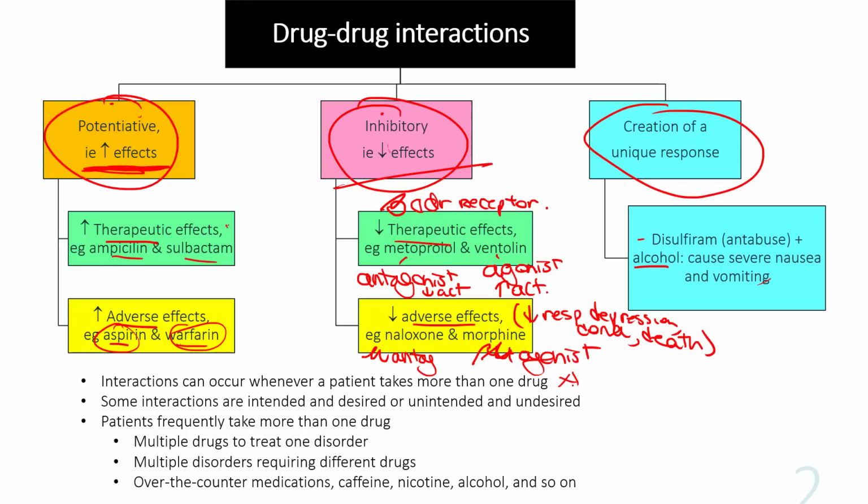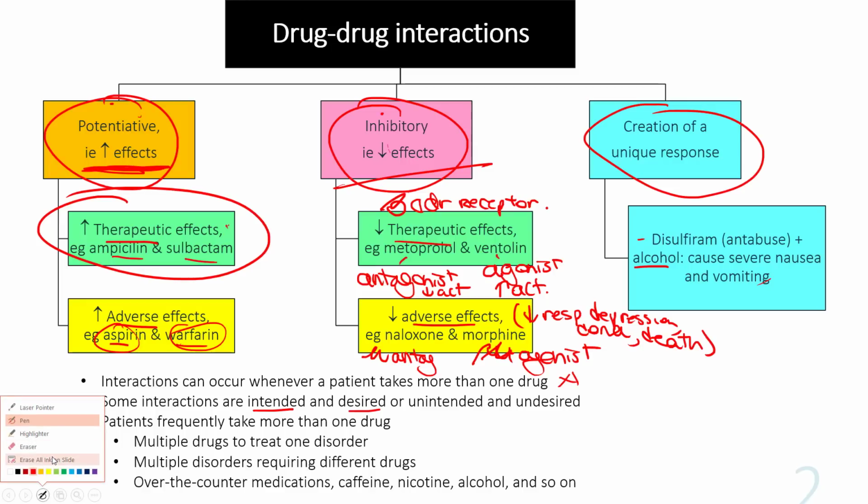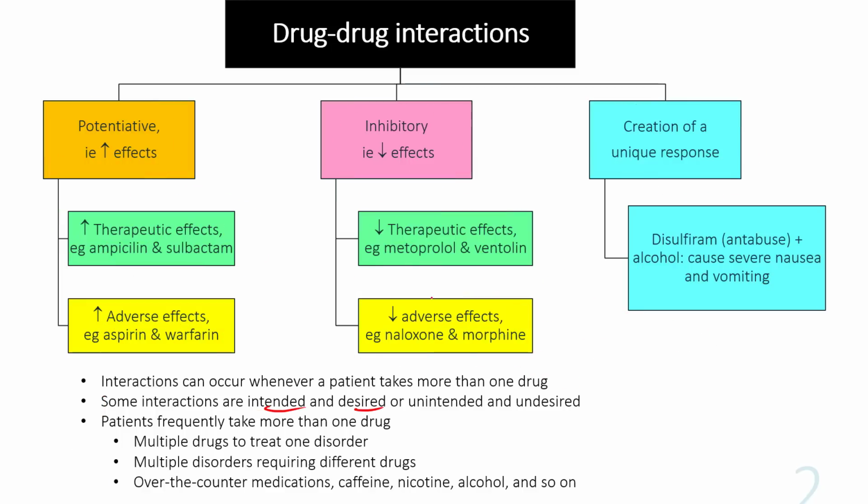All right, so what I hope to have shown here is that interactions can occur whenever a patient takes more than one drug. Some interactions are intended and desired. For example, the interaction between ampicillin and sulbactam is intended and desired, and so is the interaction between naloxone and morphine, since naloxone is given in instances of drug overdose with morphine. But some of them are unintended and undesired. Again, a person who's on warfarin, who may not have told the doctor that they're also on aspirin, may experience adverse effects, and that's not intended.